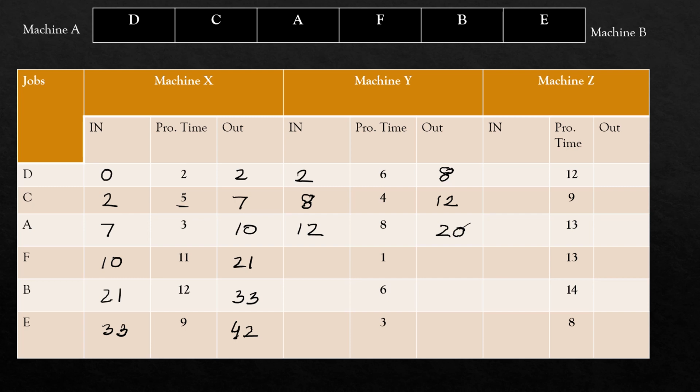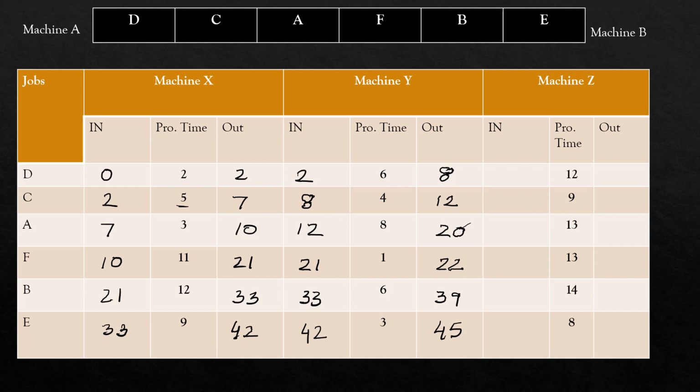F will start its processing at 21. When it is free from machine X, it will take 1 hour to complete, so it becomes 22 hours. So at 22 hours, machine Y is free, but B will come out of machine X at 33 units of time, right? So the processing of B on machine Y can start only and only at 33 units of time, right? It will take 6 hours to complete, making it 39 units of time. Then machine Y is free at 39 units of time, but E is still not free. I mean, it is still getting processed on machine X. So the processing of E job on machine Y can only start at 42 units of time. Plus 3, 45. So at 45 units of time, machine Y will also be free.